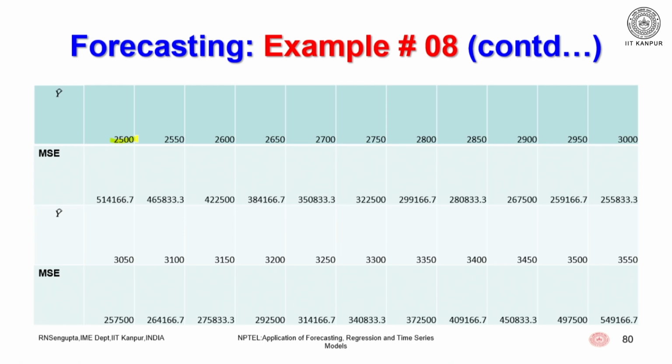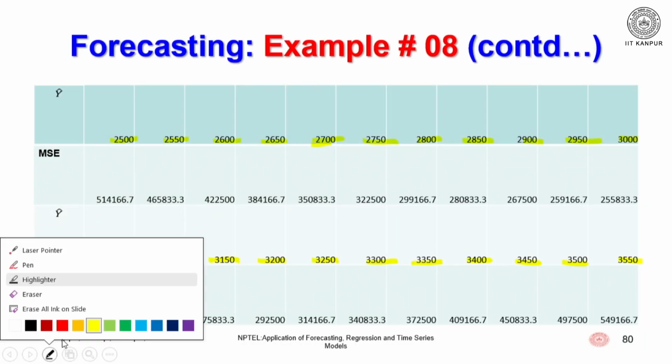Starting from 2500, 2550, 2600, and it continues in the first row till the value of 3000. In the third row, 3050, 3100, 3150, 3200, and it continues till 3500. For each of them, I do the calculation and find the MSE. MSE means basically find the errors, square the errors, sum them, which gives you the sum of the squared errors, divided by 12 gives you MSE.